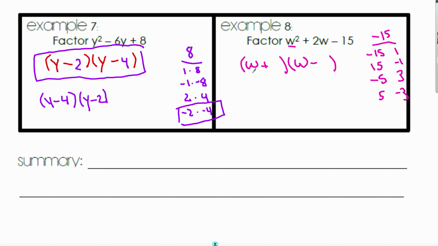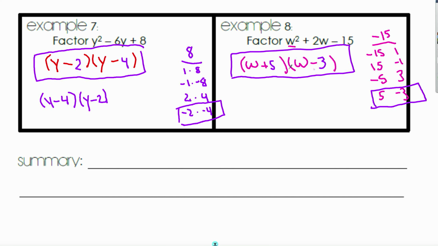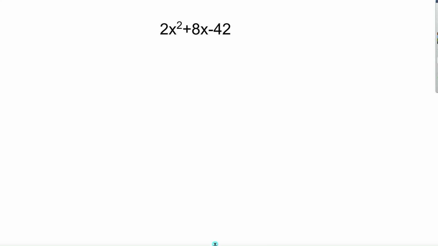But when I'm foiling, I want my outer terms and my inner terms to combine to give me positive 2. So 5 minus 3, that would give me the positive 2. So I know my plus is with the 5, the minus is with the 3. So that is my answer. And remember, if you wrote w minus 3, then w plus 5, that is also correct. So we will do one last example here.